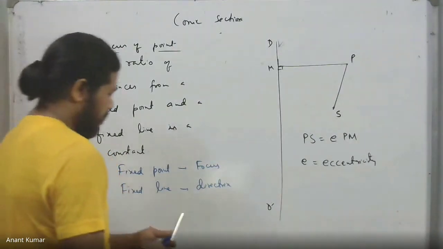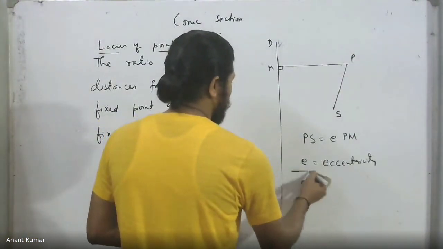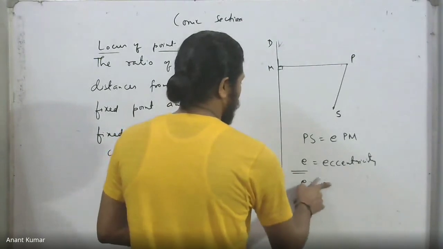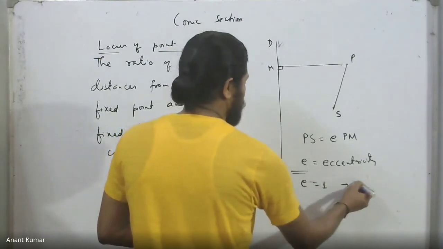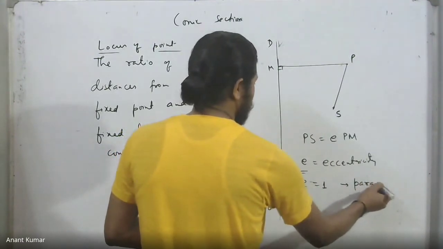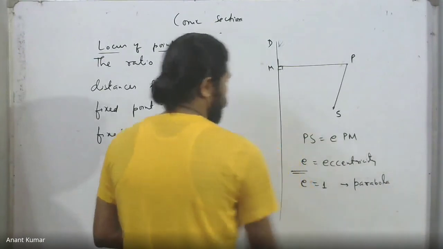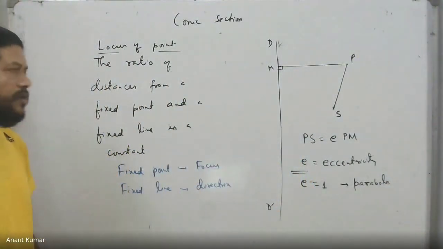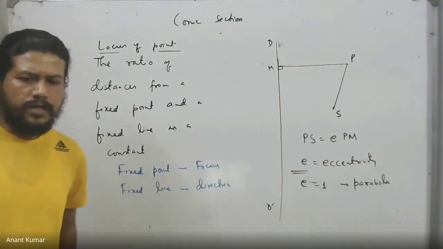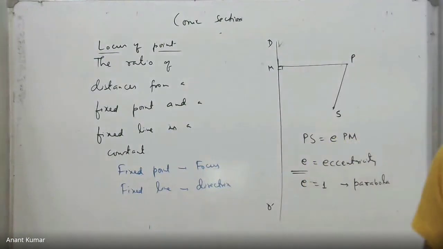If the eccentricity E is equal to 1, that is a parabola, which implies therefore that the parabola is basically the locus of a point whose distance from a fixed point is equal to its distance from a fixed line. Okay.